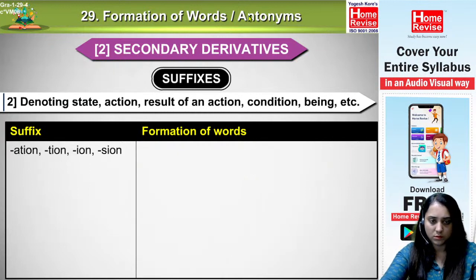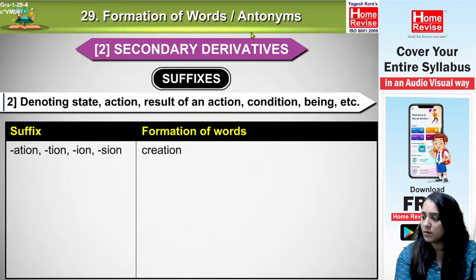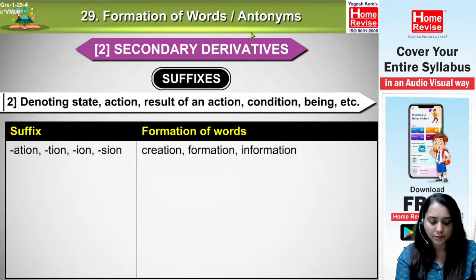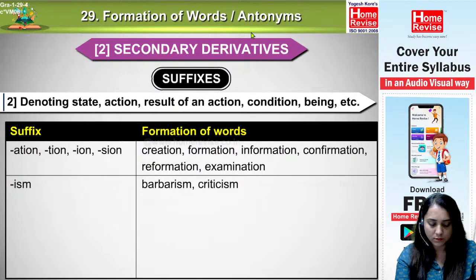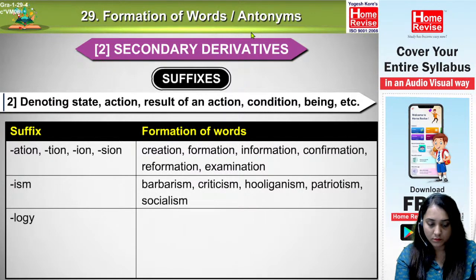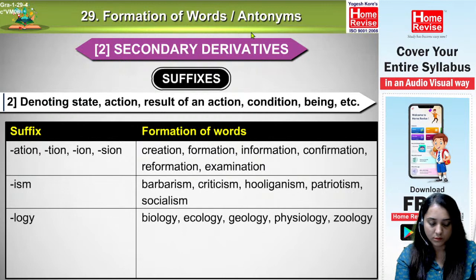ATION, TION, SION: creation, formation, information, confirmation, reformation, examination. ISM: barbarism, criticism, hooliganism, patriotism, socialism. LOGY: biology, ecology, geology, physiology, zoology.